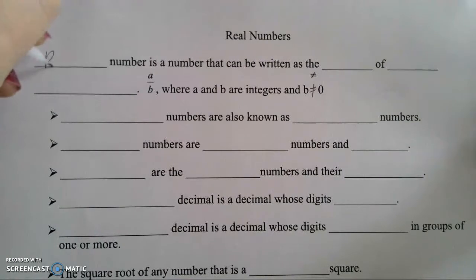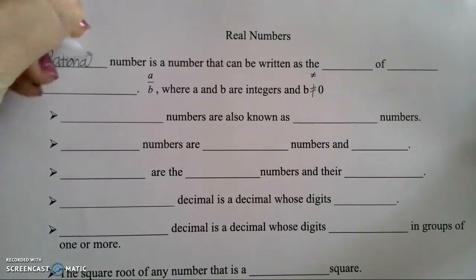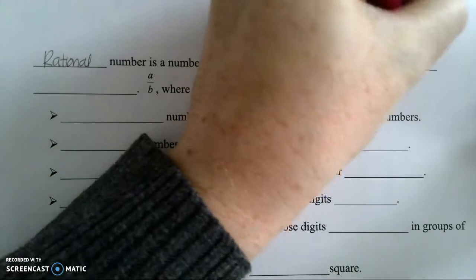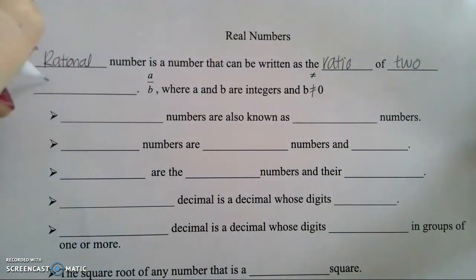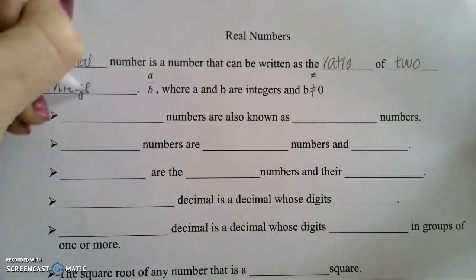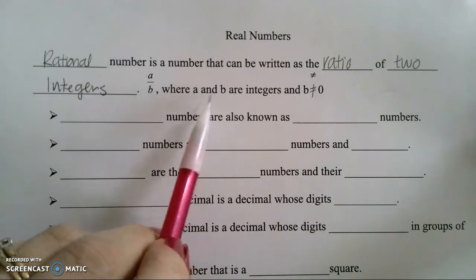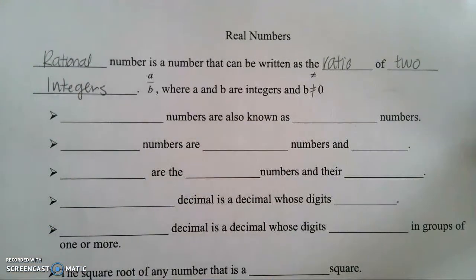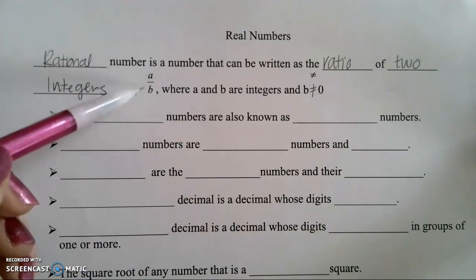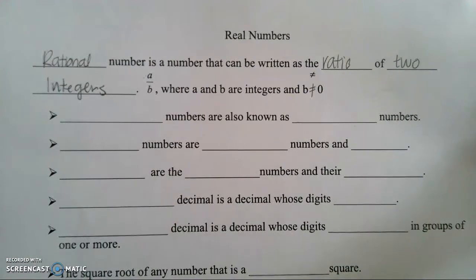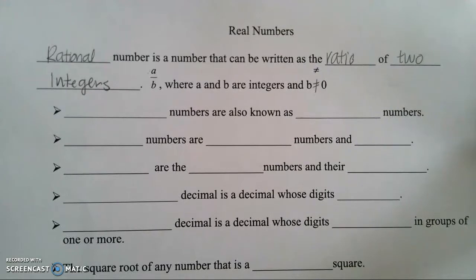So a rational number is a number that can be written as the ratio of two integers, and we're going to call those integers A and B, where A and B are integers that do not equal 0. Okay, so they are whole numbers. They could be positive or negative, but they just can't equal 0. So a rational number just needs to be able to be written as a ratio of two integers.